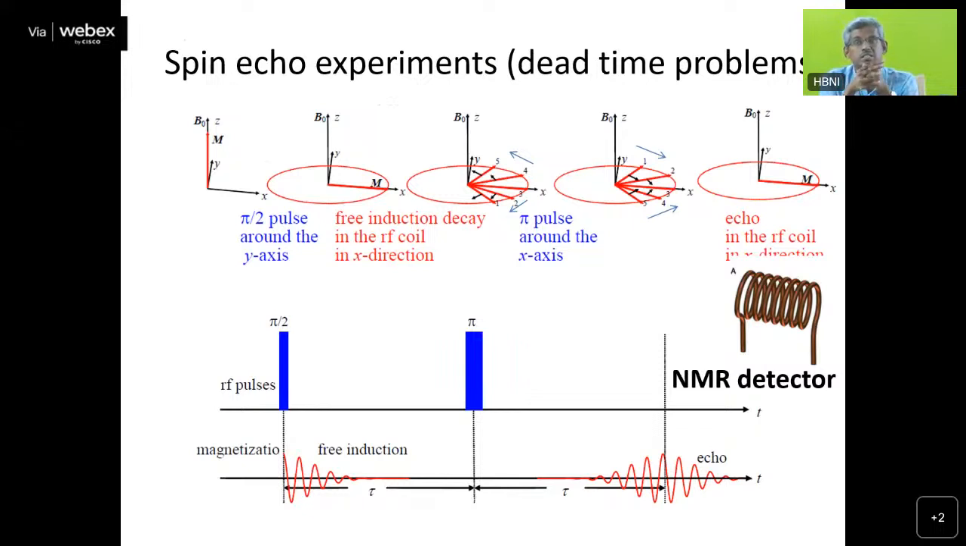This we have already discussed in the last class. An echo is where the signal decays because of inhomogeneities, and by applying a pulse you refocus it. The defocusing is converted to refocusing, and we get a refocused signal that we call the echo. This we discussed at least to a certain extent in the last class.